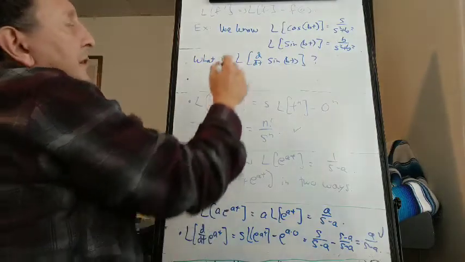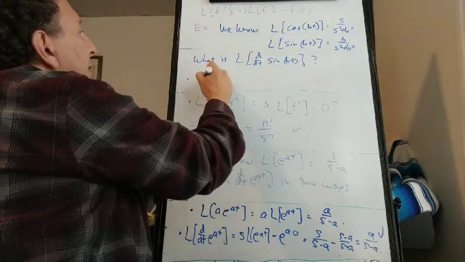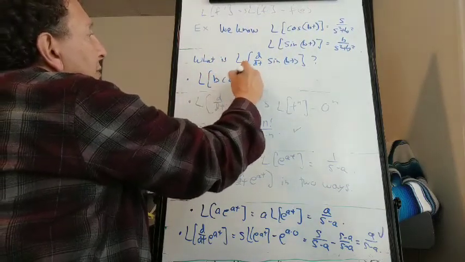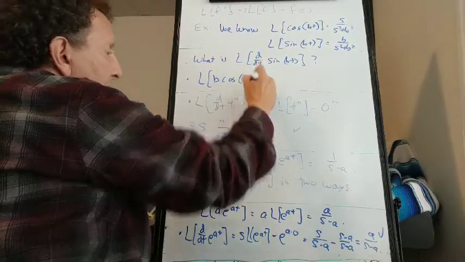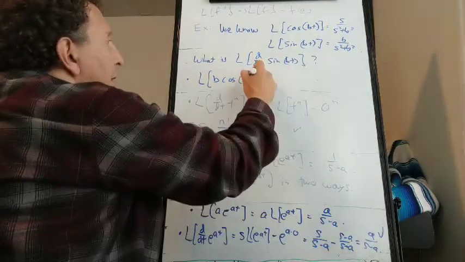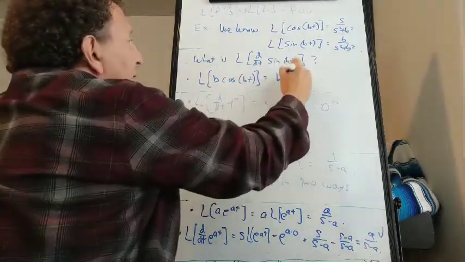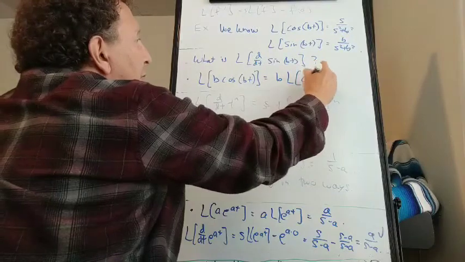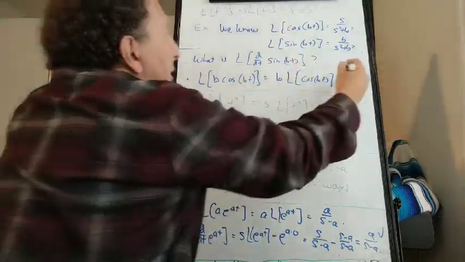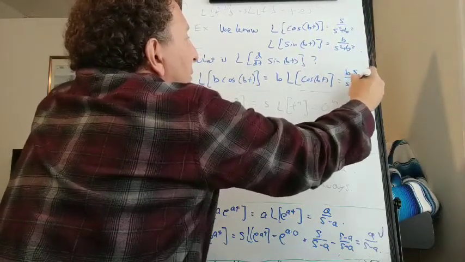So one way to do this is, well, that's easy enough to take the derivative of. The derivative is b cosine bt. b is a constant, we can take it out, so it's b times the Laplace transform of cosine of bt, which we have right here. So it's b s over s squared plus b squared.